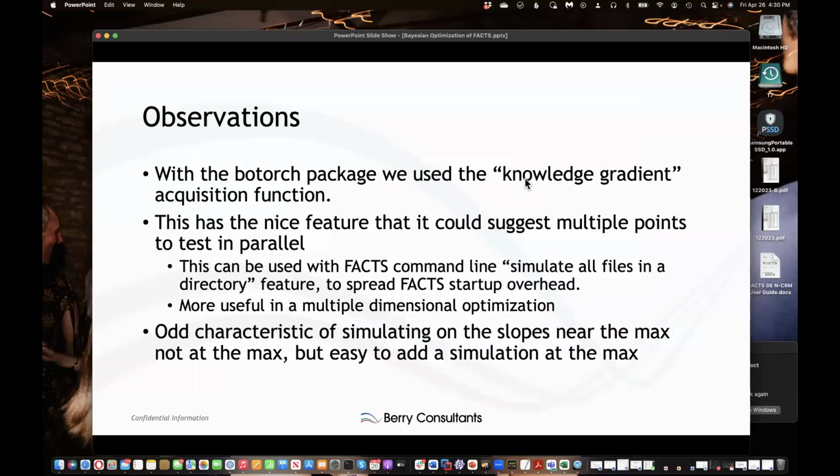So as I said, we have the knowledge gradient. This has the nice feature that it is capable of suggesting multiple points in parallel, so that we can use the FACTS command line feature to simulate all the files in a directory, and it's quite likely to be more useful in a multi-dimensional optimization. It's got this odd characteristic of simulating on the slopes near the maximum, not the maximum. But of course, it was very easy to add a simulation at the maximum to the set that needed running at any time.